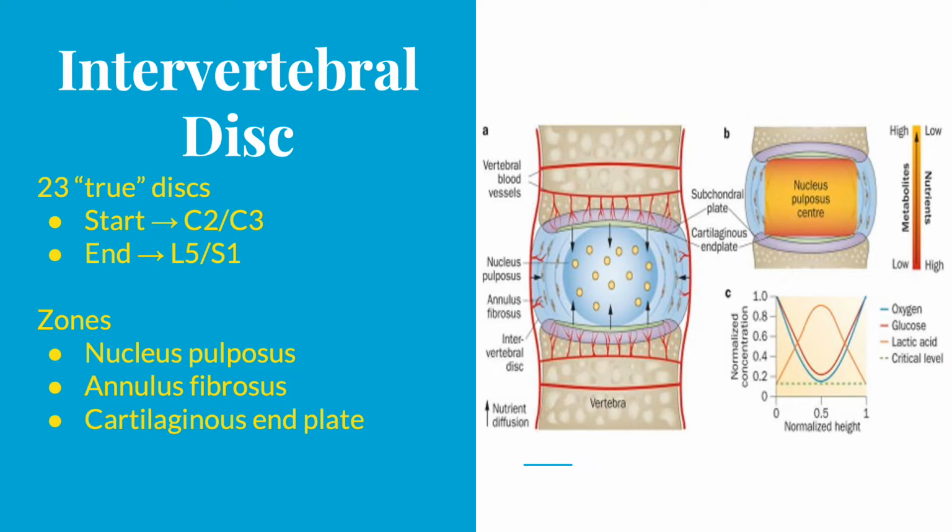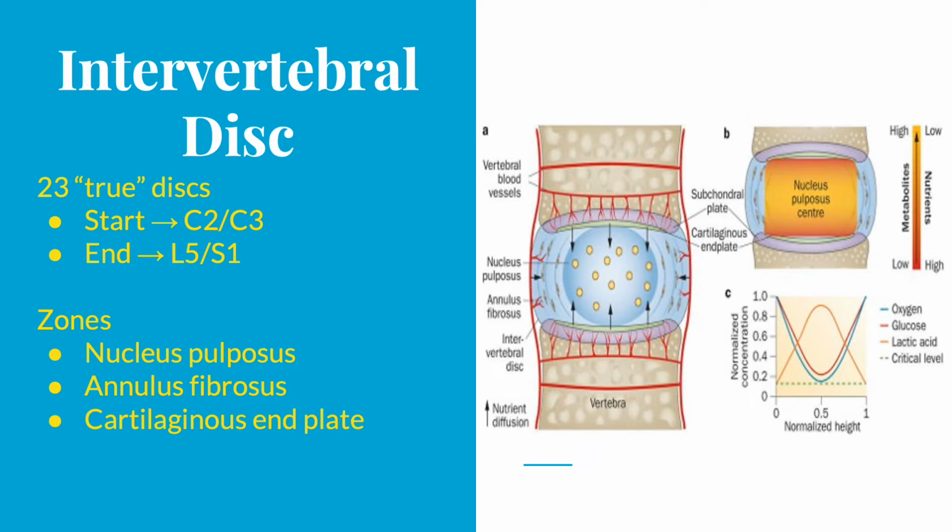You'll notice the IVF and that disc space. And then the last true disc is going to be between L5 and the first sacral segment, because the sacrum is going to fuse, obviously, and then the coccyx fuses, so that's kind of different.